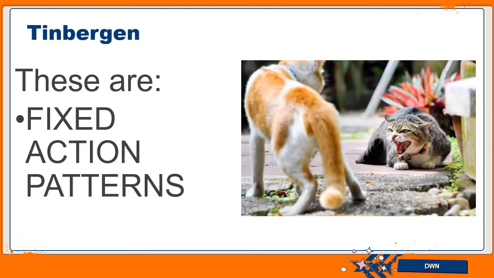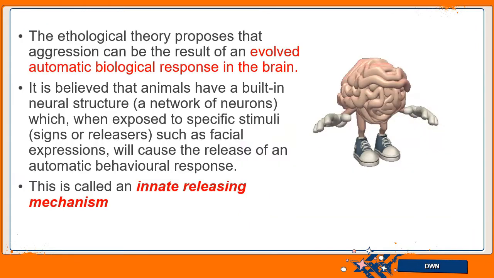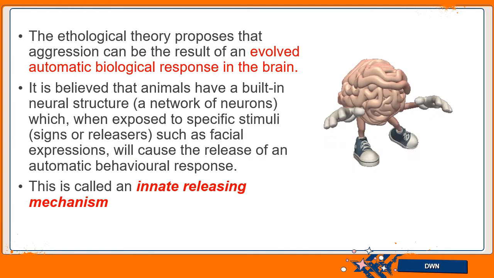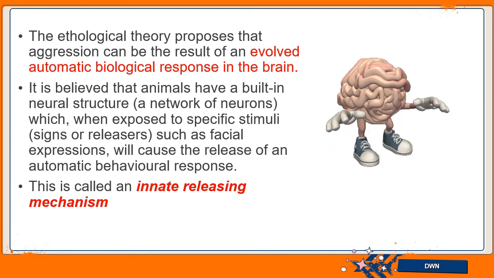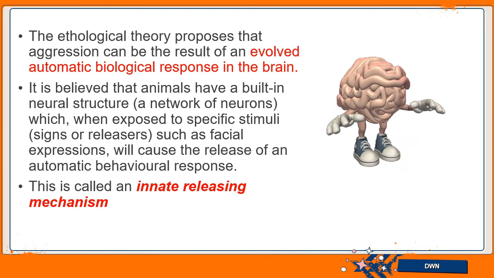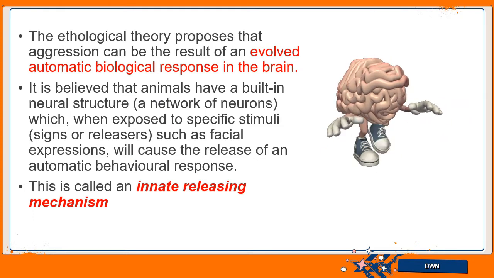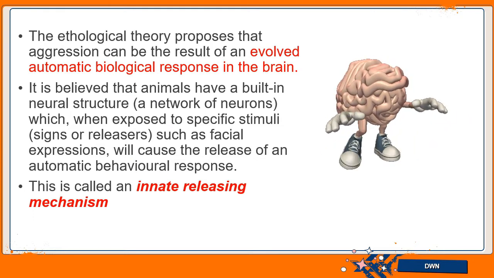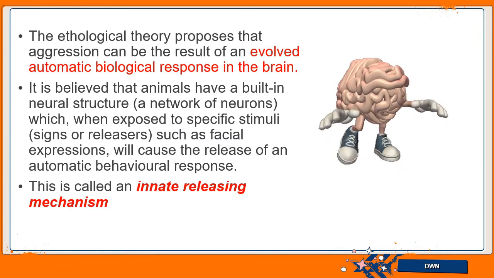Now, we call all of these things fixed action patterns. Here's a cat displaying one of his fixed action patterns. Don't mess with me, I'll have you. And these are automatic biological responses that have been built in to our neural structures. And when we are faced with something that triggers them, now it could be a facial expression or something like that, one cat hisses at the other one, then that triggers the response in them.